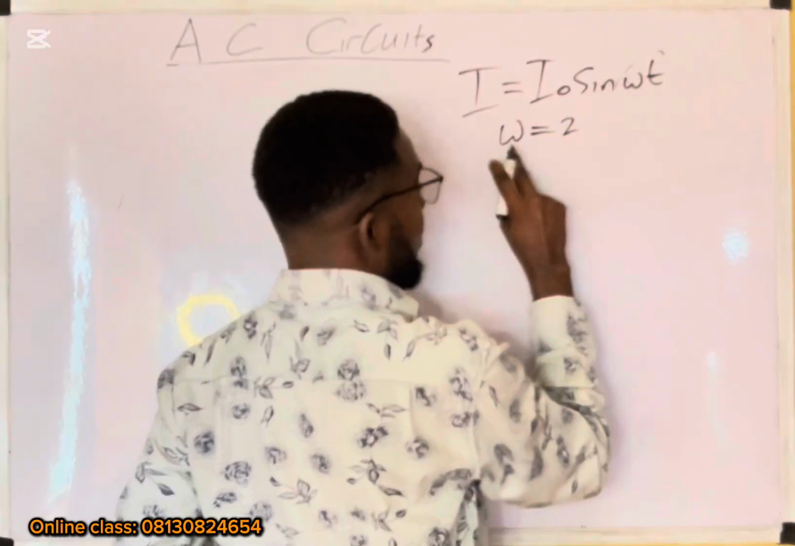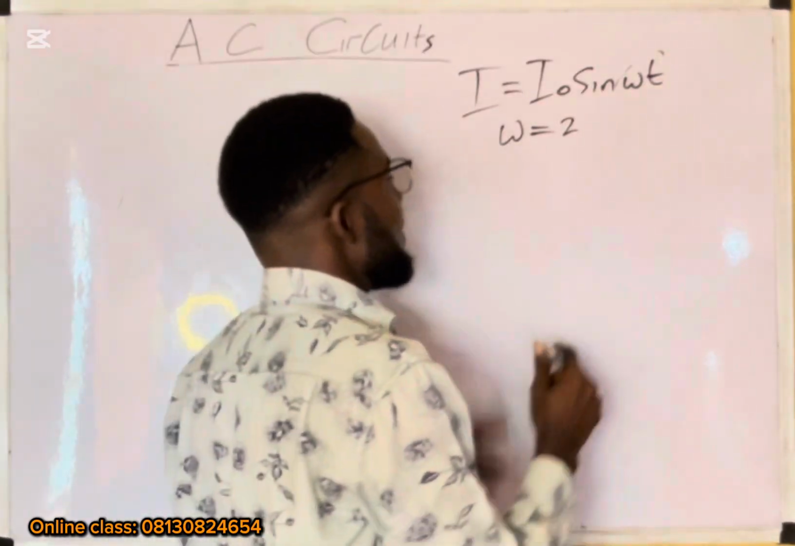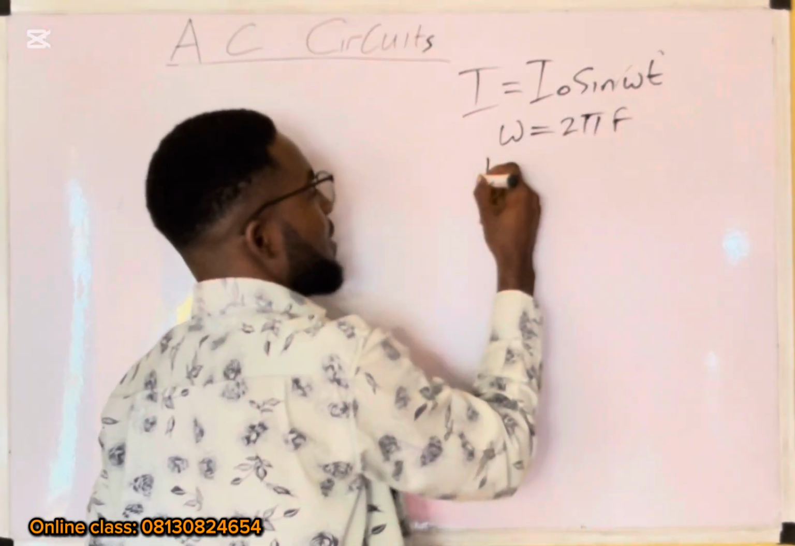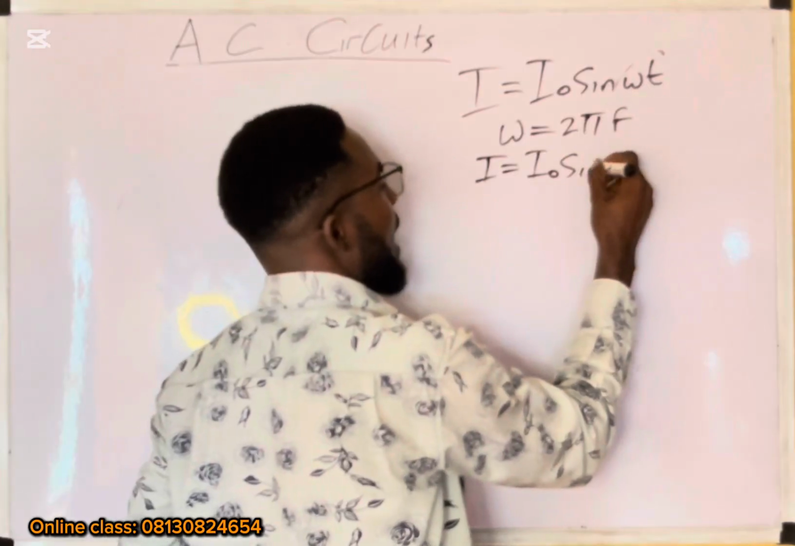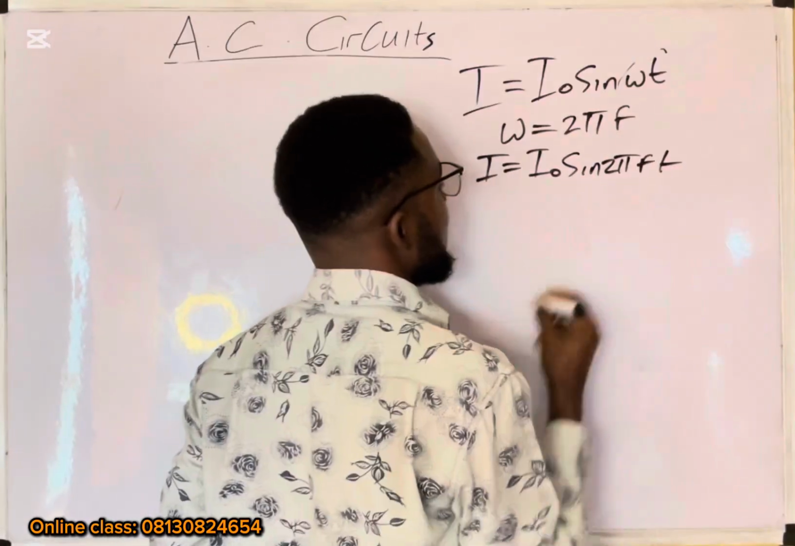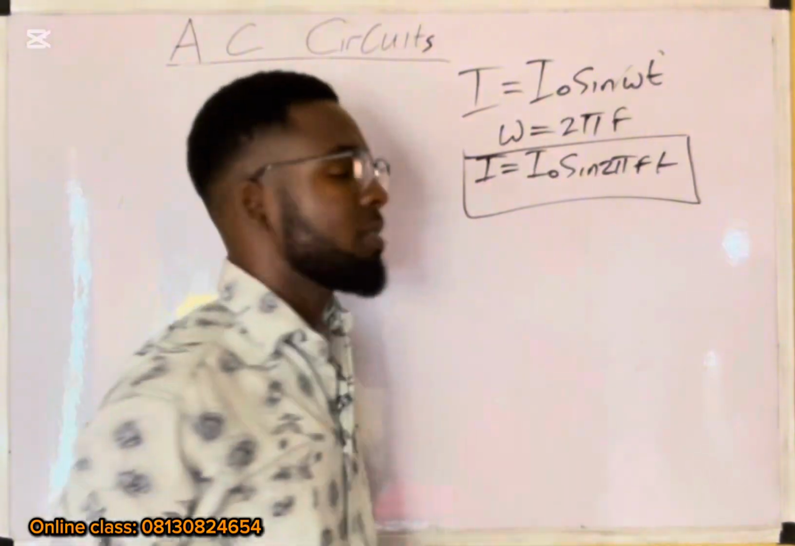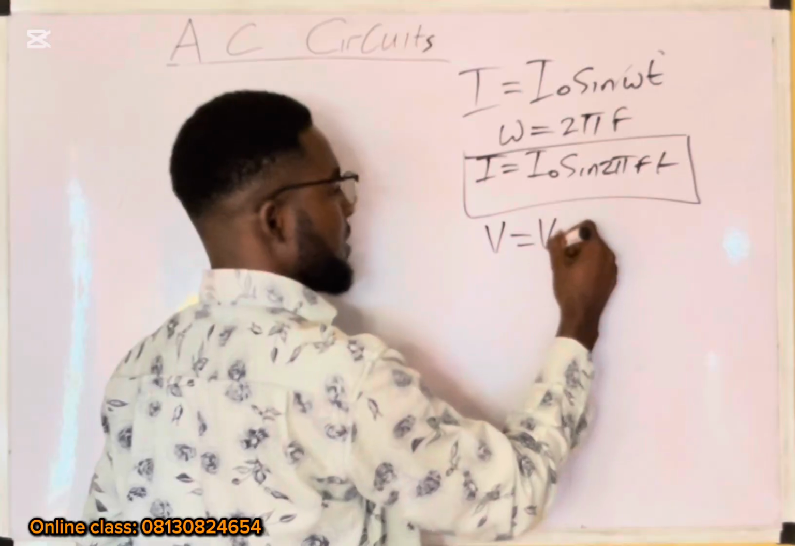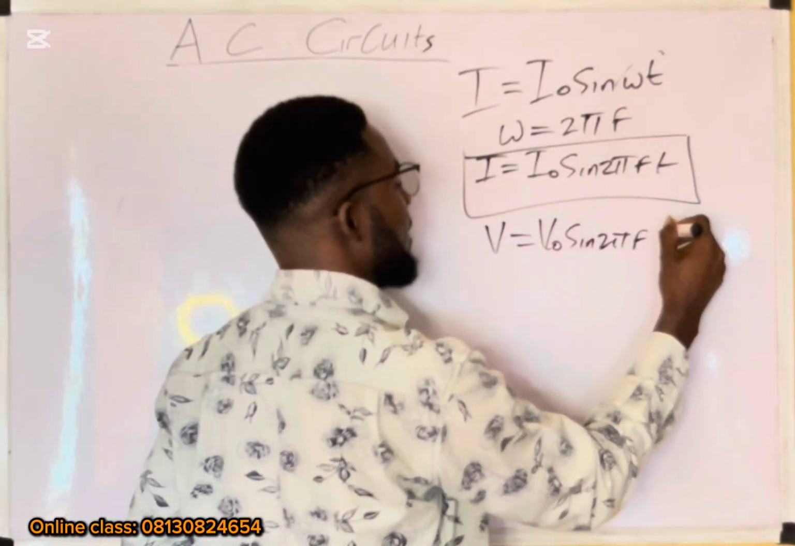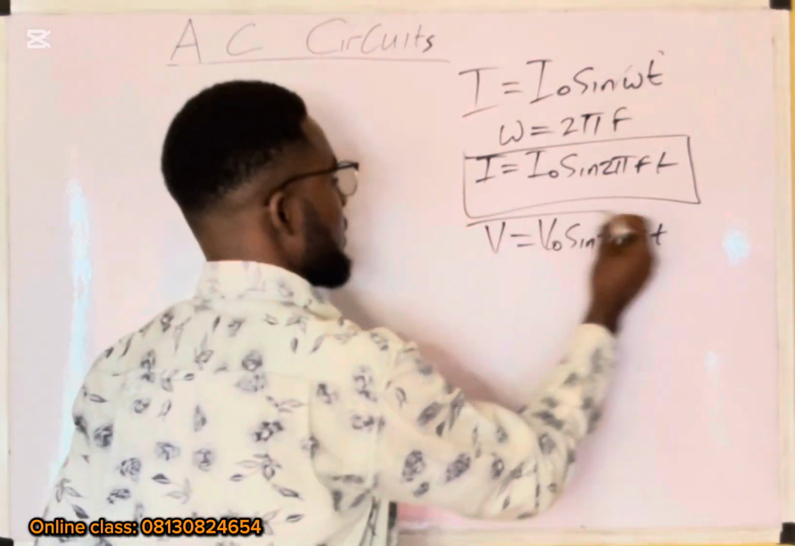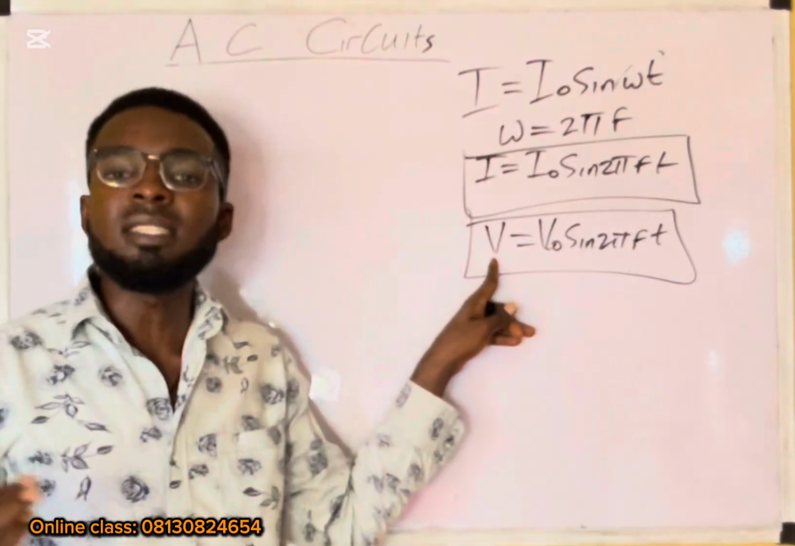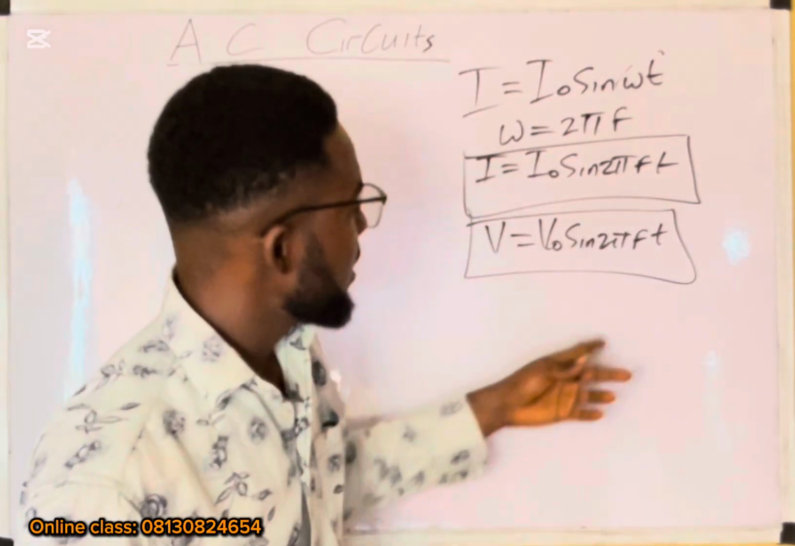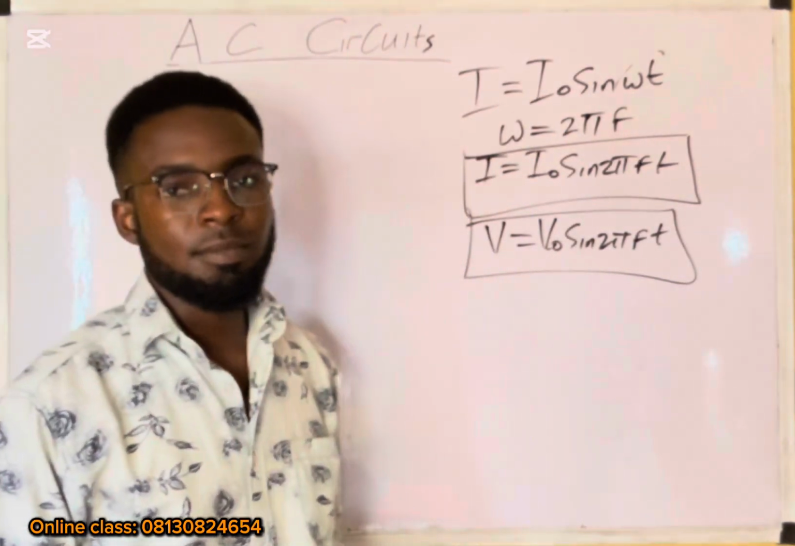Angular speed is also known as angular velocity, as the case may be. Angular velocity is 2 pi f. If we substitute this in, we have the current equals I naught sine 2 pi f t. Now this is the current in the circuit. For voltage, it's the same thing: V equals V naught sine 2 pi f t. V stands for instantaneous voltage, V naught is the peak voltage, then we have the frequency and time. I hope you get that.